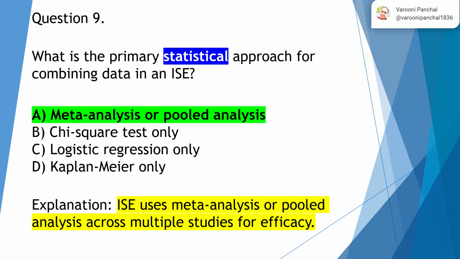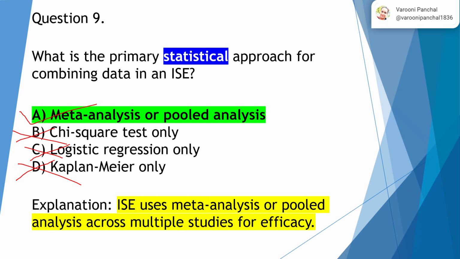Question 9. What is the primary statistical approach for combining data in an ISE? Option B, chi-square test only. No. Logistic regression. No. The Kaplan-Meier only. No. So the correct answer is meta-analysis or pooled analysis. So the correct answer is option A. ISE uses meta-analysis or pooled analysis across multiple studies for efficacy.